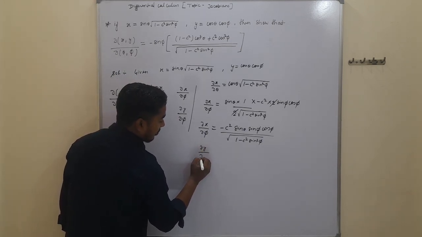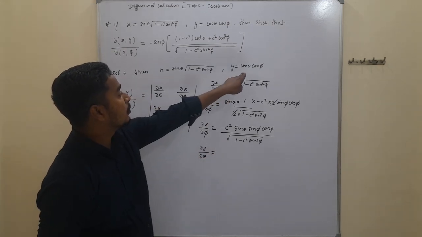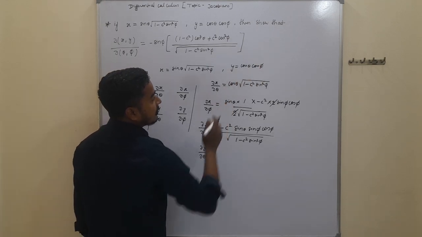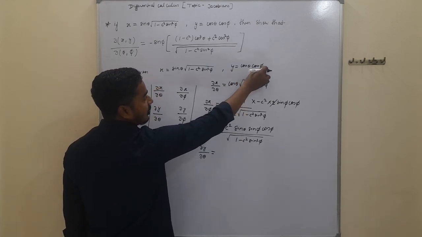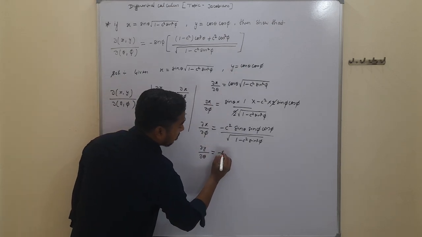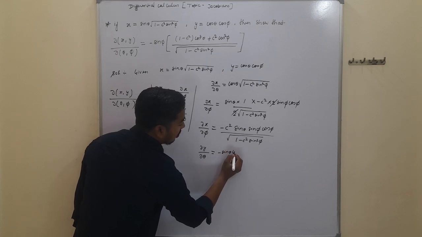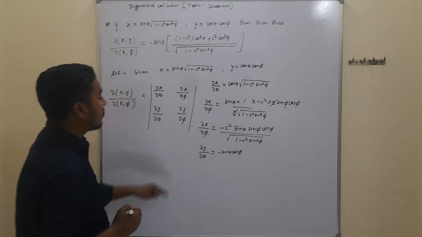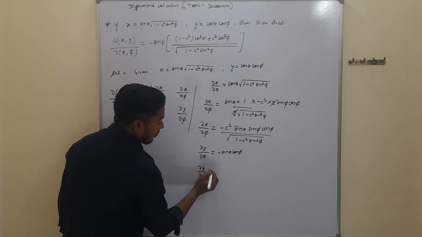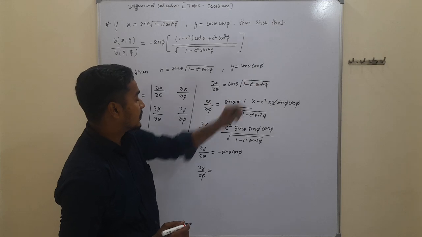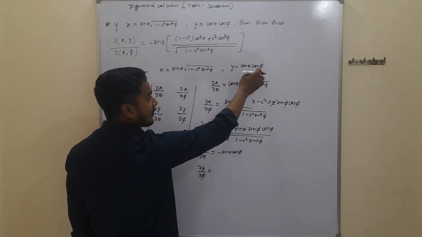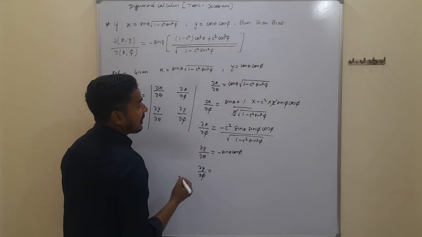Del y upon del theta is given by y is equal to cos theta into cos phi, differentiating with respect to theta taking phi as a constant. So we take cos phi as a constant and differentiate cos theta with respect to theta. This gives minus sin theta into cos phi. Again we have to find the value of del y upon del phi. Del y upon del phi, the value of y is equal to cos theta into cos phi, differentiating with respect to phi taking cos theta as a constant. So we differentiate cos phi with respect to phi, this gives minus sin phi.